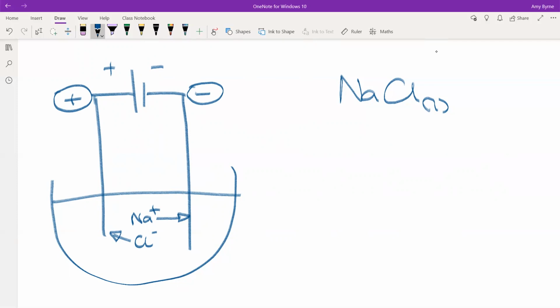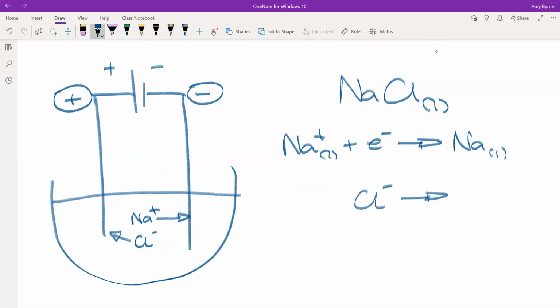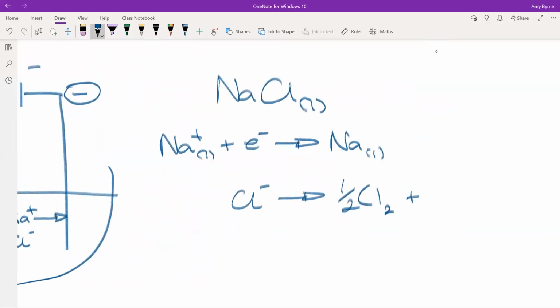So I am going to have sodium plus liquid plus an electron makes sodium. I'm going to guess that's a liquid. I remember from bonding, ionic substances tend to have higher melting points than the metals. And then on the other side, I'm going to have chloride ion forming half a chlorine molecule and an electron. And that's going to be liquid and that's going to be gas.